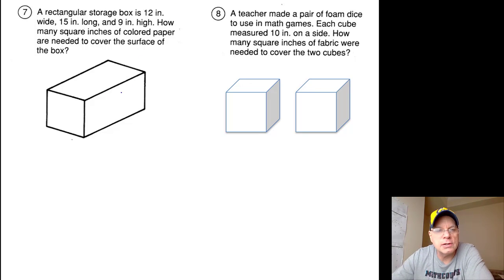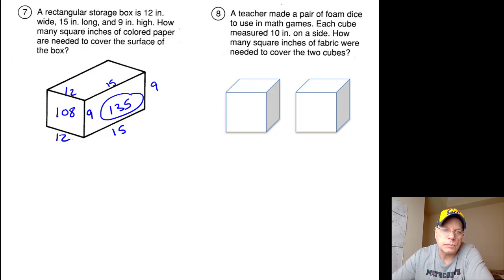They didn't draw a picture here, so I grabbed a picture. You could draw a quick sketch. I went over this on the homework help video. Rectangular box is 12 inches wide, 15 inches long, and 9 inches high. So that's a 12, that's a 15, that's a 9. My 12 by 9 faces will be 108. My 9 by 15 faces will be 135. And my 12 by 15 faces will be 180.